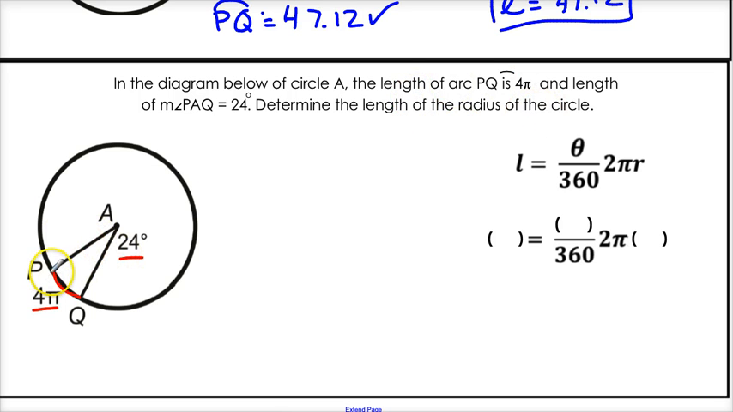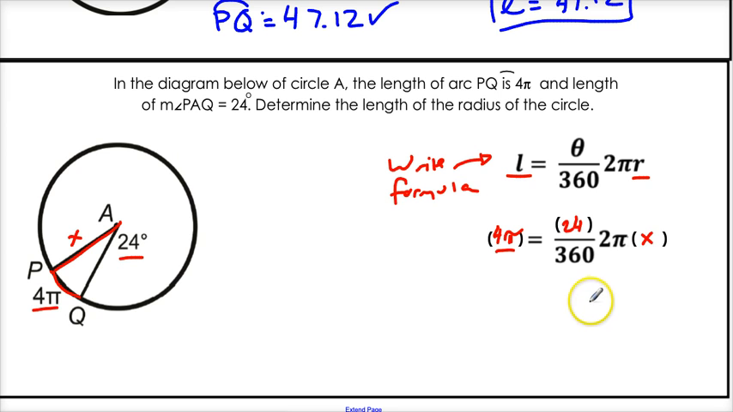So in this case, we want to find the length of the radius. So let's call that radius x. Okay, just like we did last time, first we're going to write down our equation, write formula, and then we're going to plug in what we know. So what we know is that the angle measure is 24 degrees. We know that the arc length, which is given to us, is 4 pi. And the radius, which we don't know, is our x. So let's plug that in for r. We plugged in our radius, our angle, and the arc length, which was given to us.